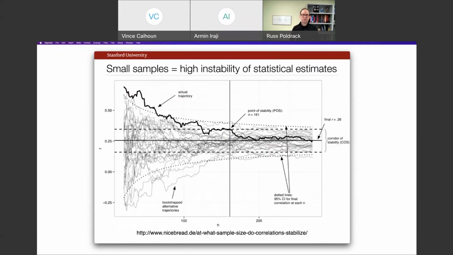We also know that small samples lead to high instability of statistical estimates. This is a demonstration from Felix Schönbrodt a while ago. He has a subsequent paper on this, highlighting how correlations, if you have a true correlation of 0.25, the sampling distribution of the correlation, if you take samples of various sizes, you can see with small samples, it's all over the place. For example, from minus 0.25 up through 0.5, right? And it's not until your sample gets much larger, in this analysis over 160, that you reach some level of stability.